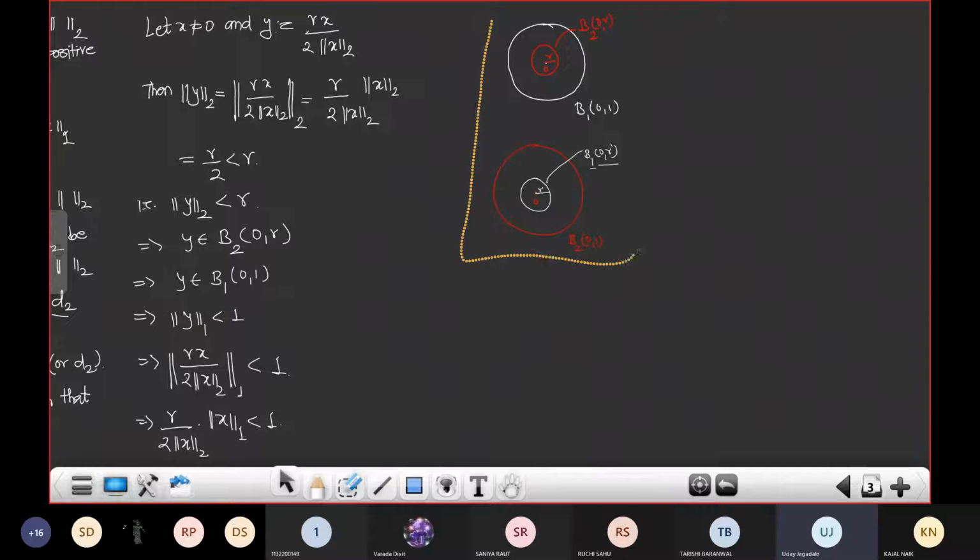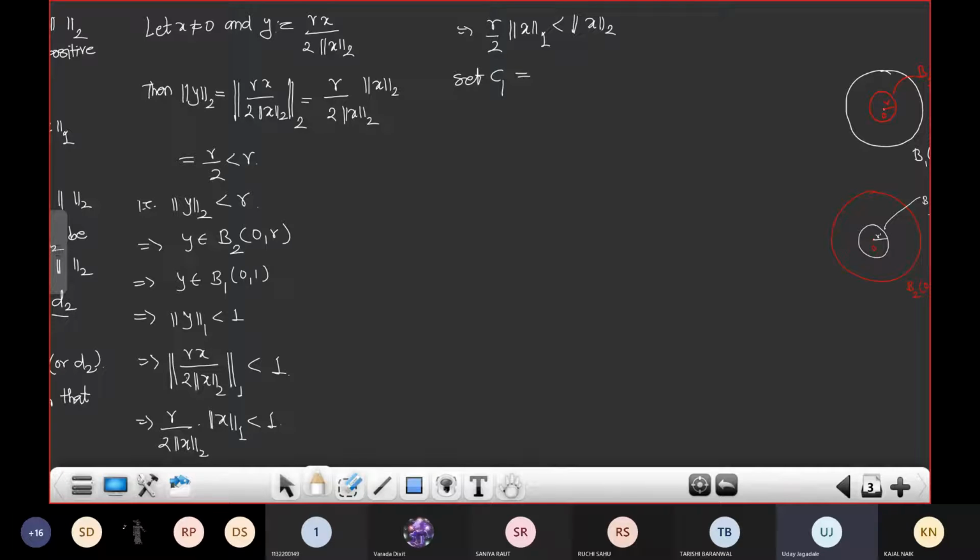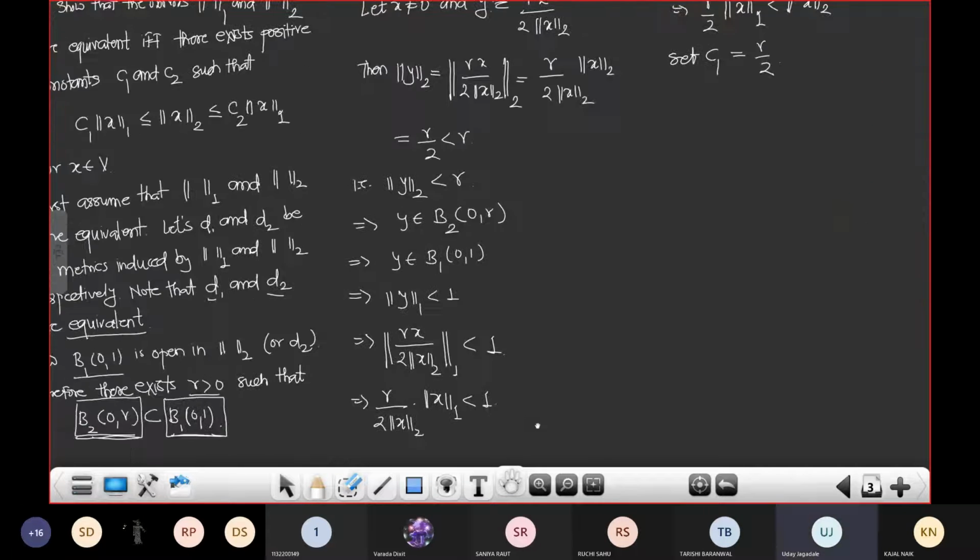So what does this give us? This implies r by 2 times norm 1 of x is less than norm 2 of x, and set your c1 is equal to r by 2, right?